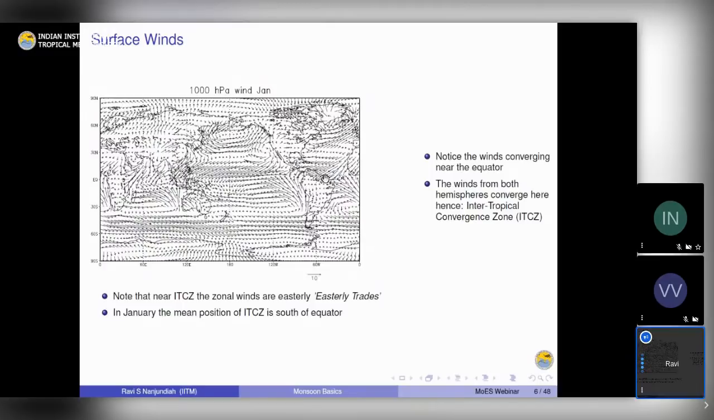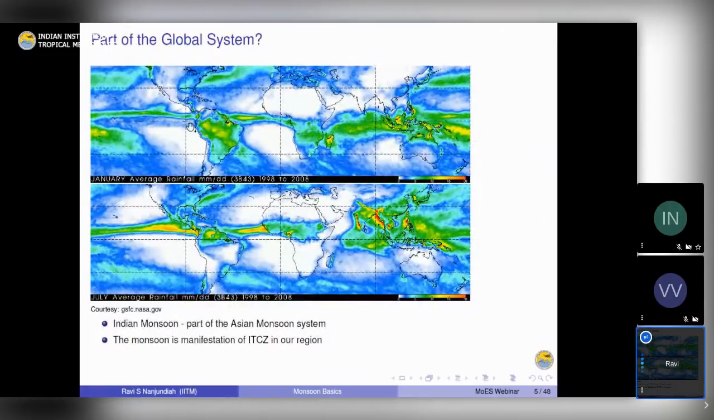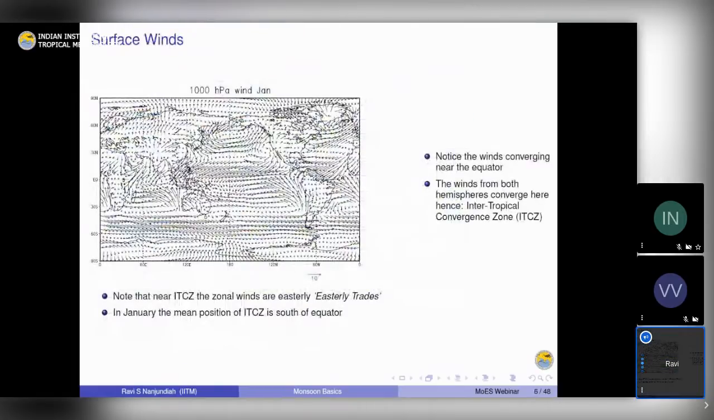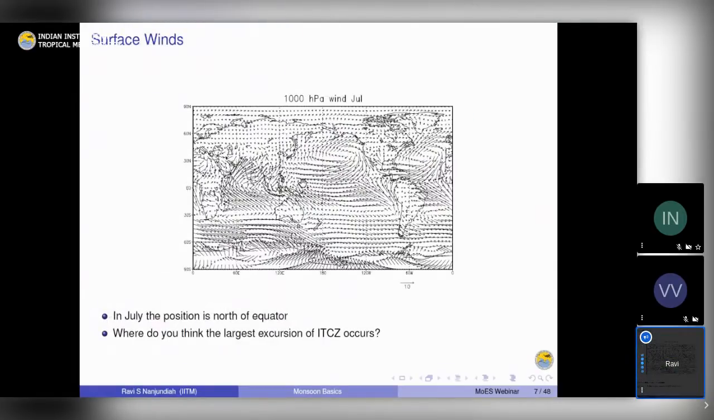And if you go back and look at the rainfall patterns, that also coincides. This is in January, where the wind is also converging, and you can also see regions of high rainfall occurring there. And if we go to July, you see that there is a large change in the area where this convergence is happening. Most of the convergence is happening much to the north, especially in the Indian region, and also in other parts of the world. So again, as we see now, monsoons are nothing but a manifestation of the intertropical convergence zone, or ITCZ as we call it, in the Indian region.